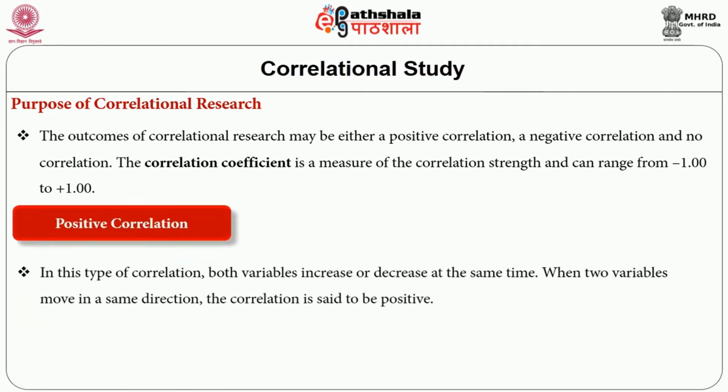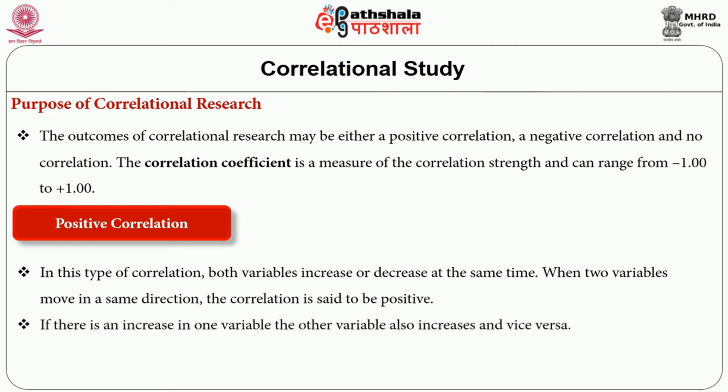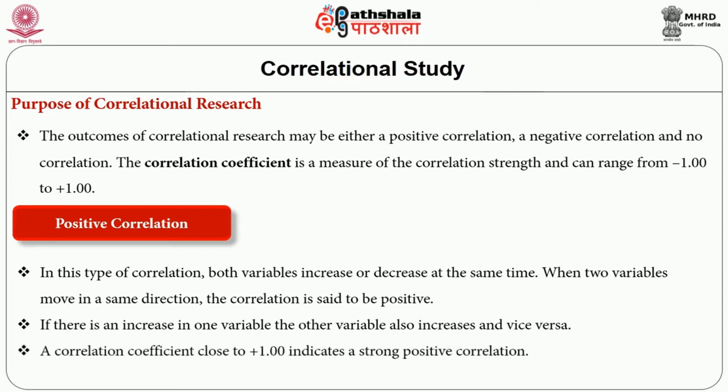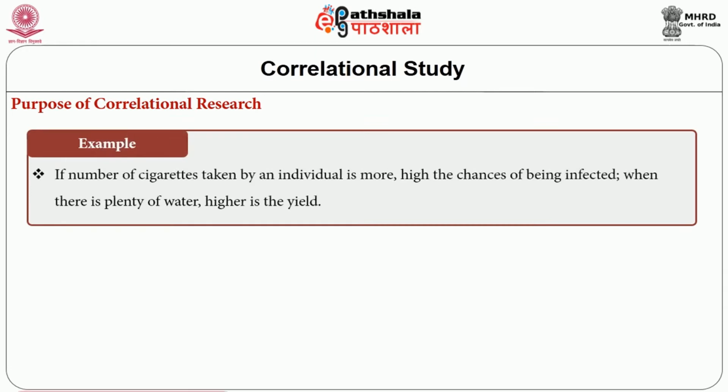Positive correlation. In this type of correlation, both variables increase or decrease at the same time. When two variables move in the same direction, the correlation is said to be positive. If there is an increase in one variable, the other variable also increases and vice versa. A correlation coefficient close to +1 indicates a strong positive correlation. For example, if the number of cigarettes taken by an individual is more, higher the chances of being infected. Or when there is plenty of water, higher is the yield.